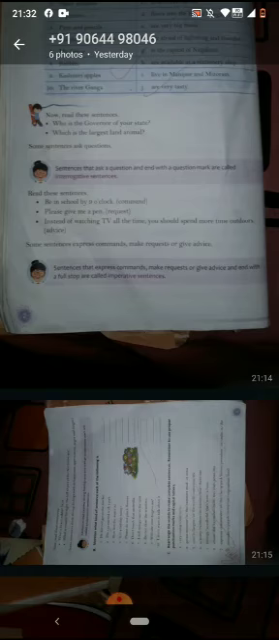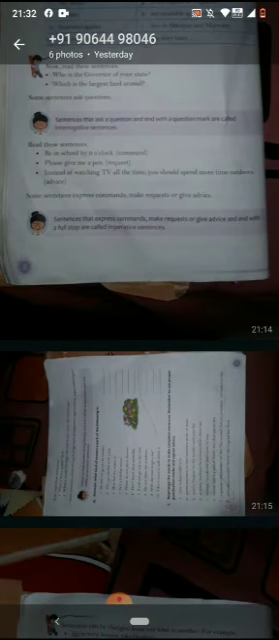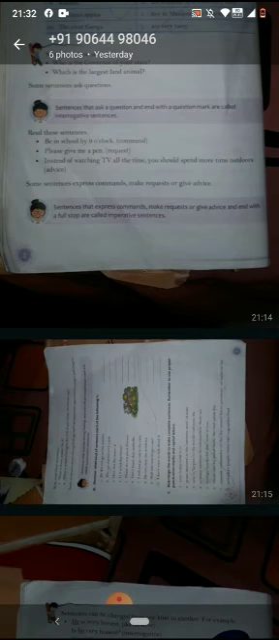The third kind of sentences that we have is imperative sentences. What are imperative sentences, class? Sentences that express commands, make requests, or give advice and end with a full stop are called imperative sentences.